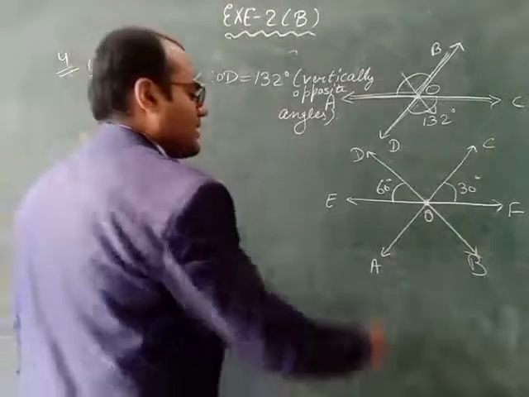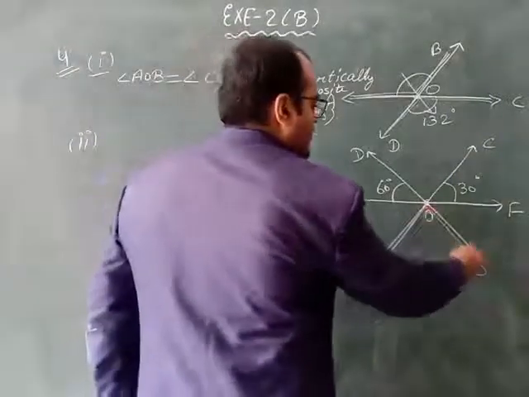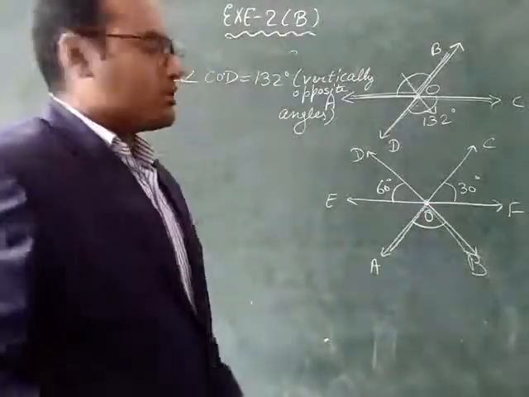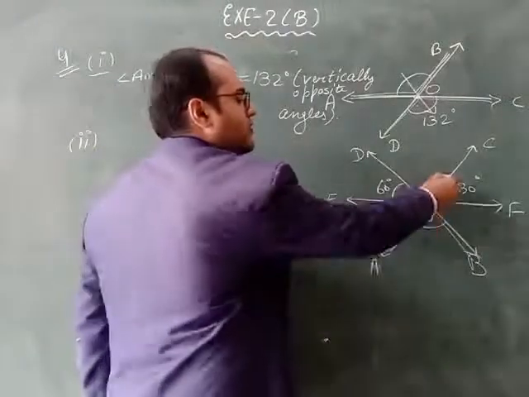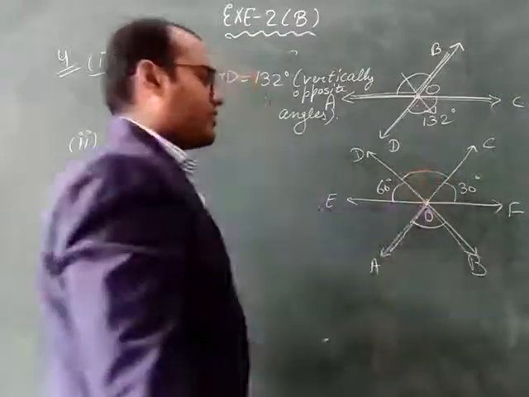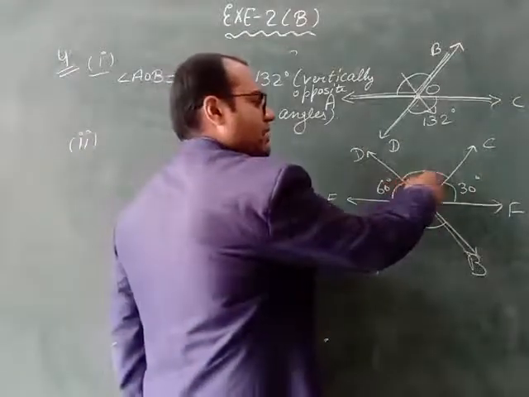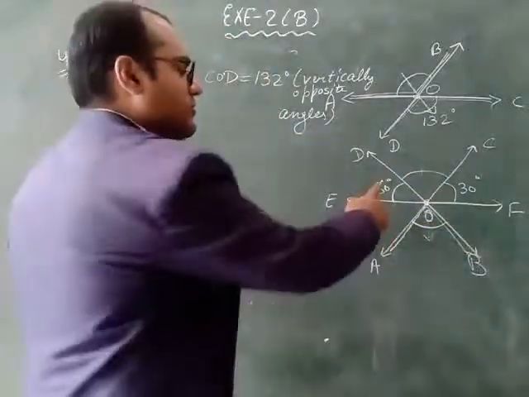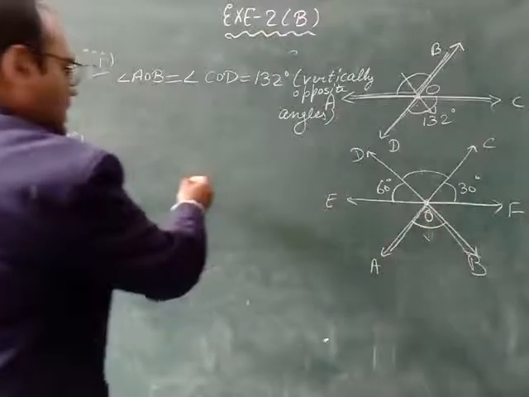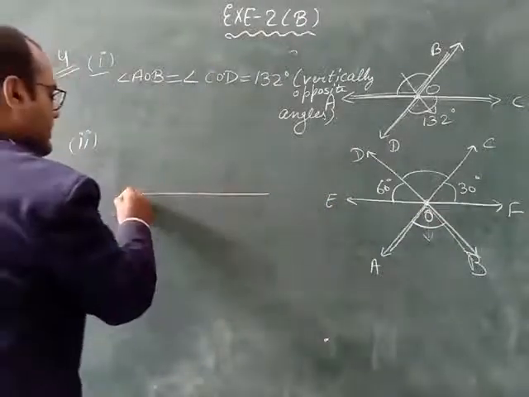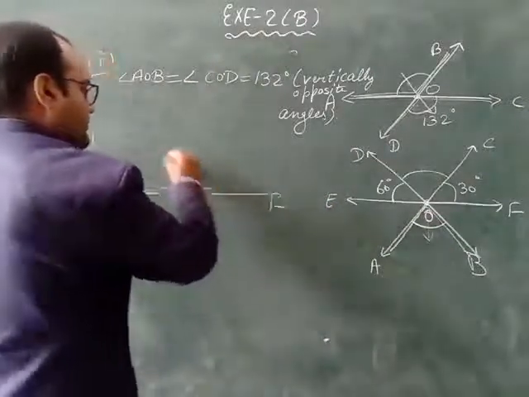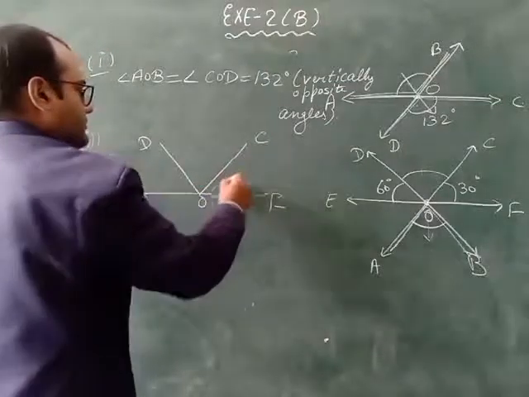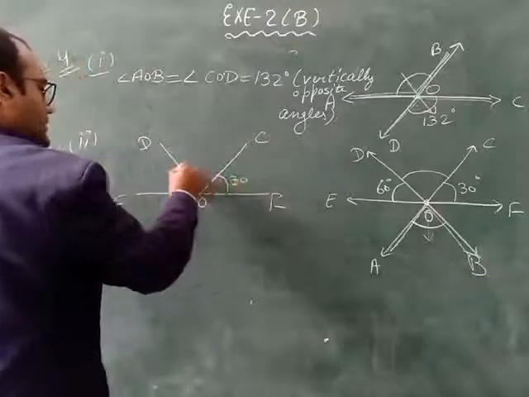We have to find AOB. This angle we have to find. We have to find this angle. So in order to find this angle, first of all we will find this angle. With the help of this angle only we will be able to find AOB. So first of all what we have to do, we will take this upper figure. Upper figure I will draw here. Upper figure E, F, O, D, C, 30, 60.